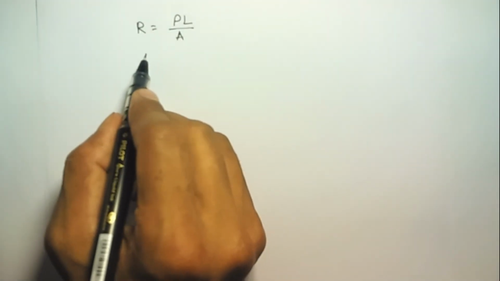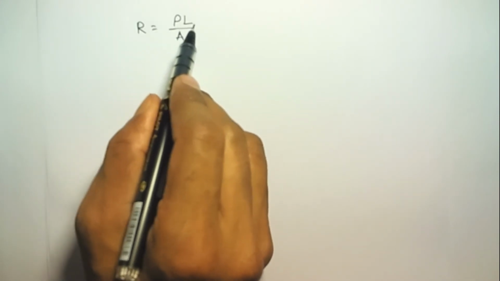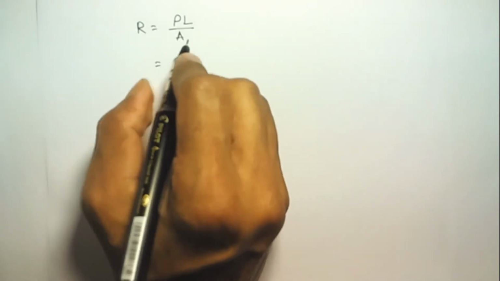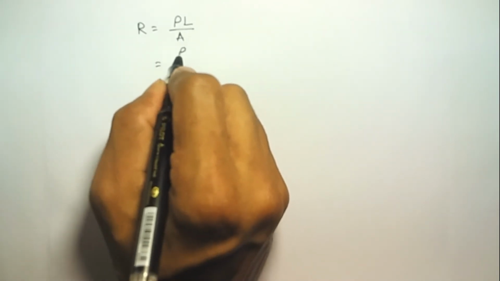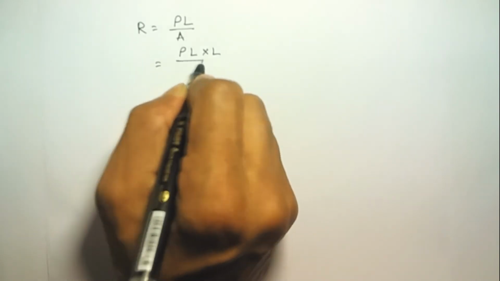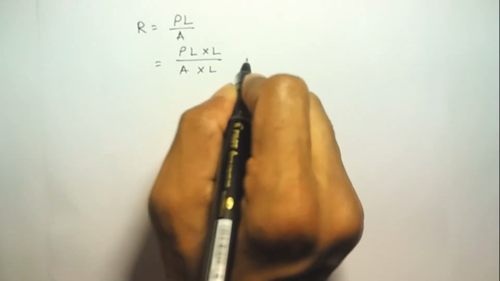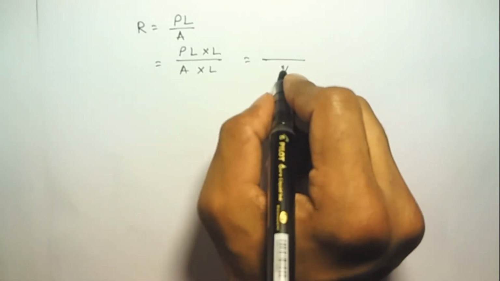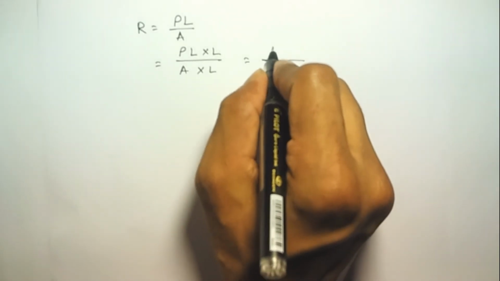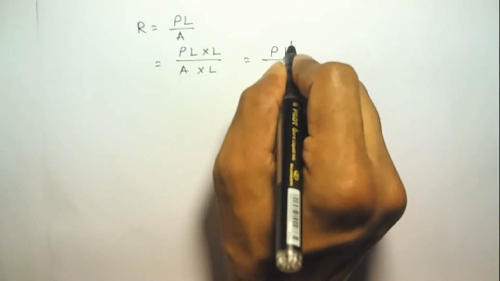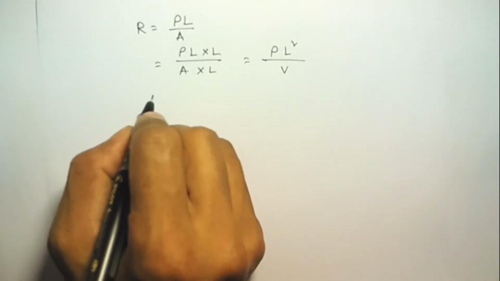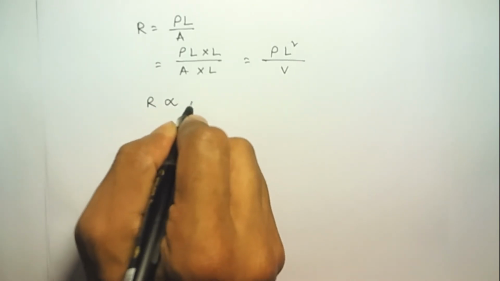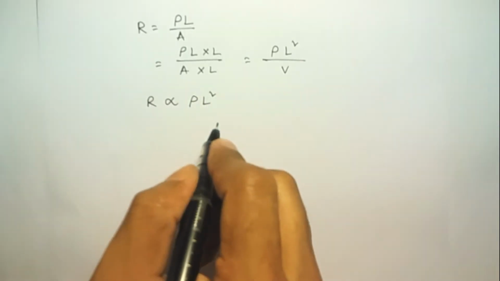This is the formula of the resistance. R equals rho L by A. Let us multiply L in the numerator and denominator. So area into length is the volume of the conductor, and in the numerator we get rho L square. We know the volume of a conductor is fixed, so R is proportional to rho L square.